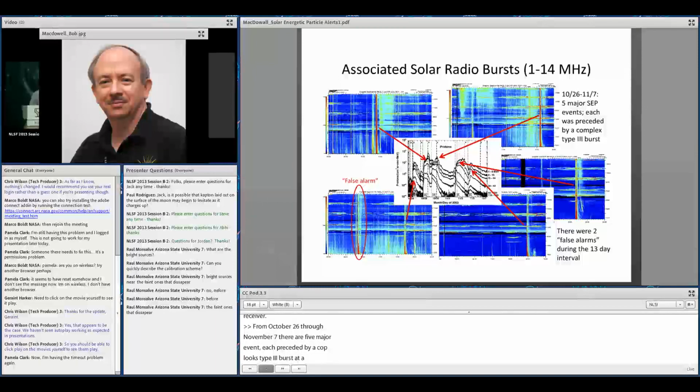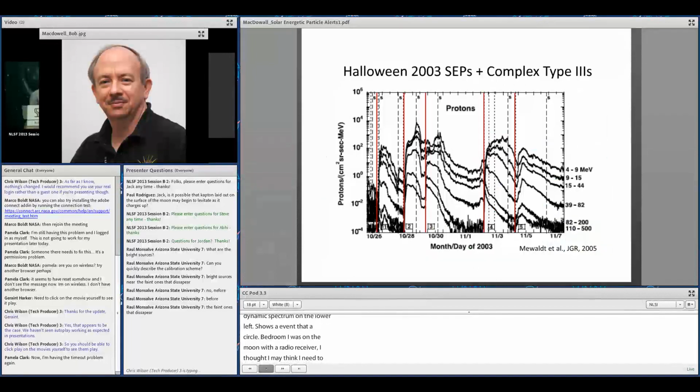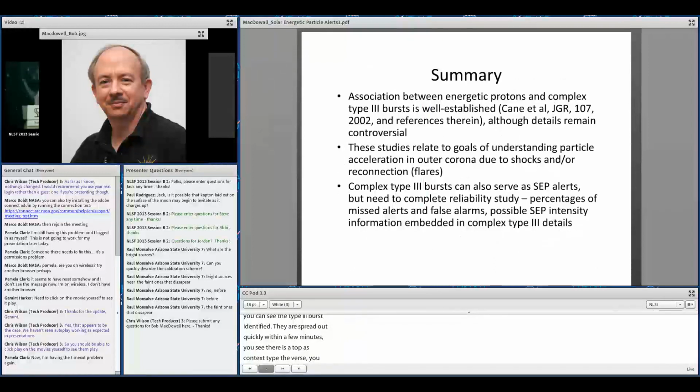There are also 2 false alarms during this 13-day interval. One of them on the 26th, that is the dynamic spectrum on the lower left, shows an event that circles. If I was on the moon with a radio receiver like RAD2, when I saw that, I might think I should go into a shielded area, but that would be a false alarm. However, false alarms are better than missed alerts. So here, on this plot, I show the precision of the red line when the complex type 3 burst can be identified. And that happens pretty quickly. Within a few minutes, you see that it's a complex type 3 burst, and so you have a simple instrument giving you useful information.